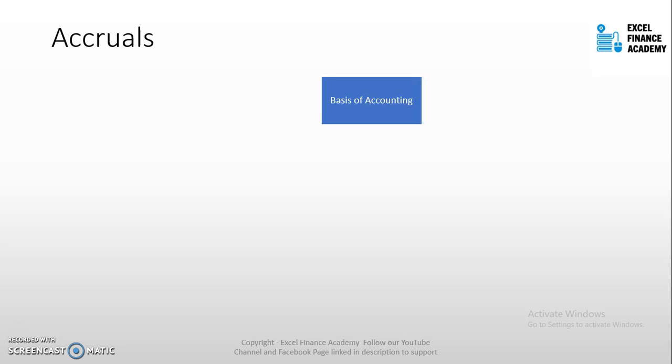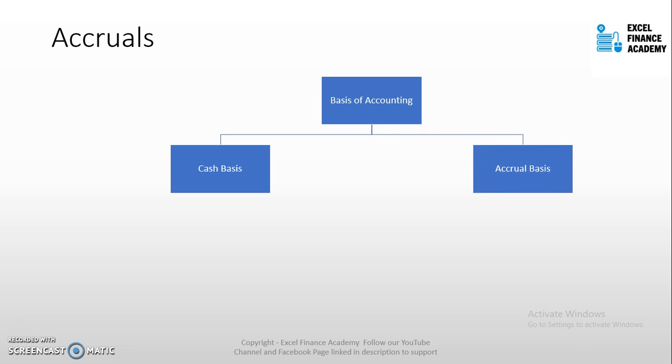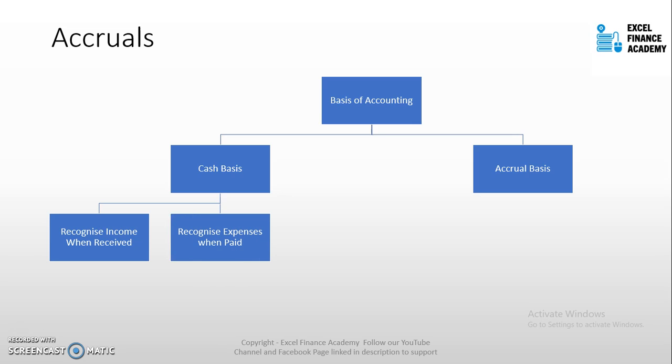So what is an accrual? Accrual is a basis of accounting. There are normally two bases of accounting: one is cash and the other is the accrual basis. So what is the cash basis of accounting? The cash basis of accounting recognizes income when it is received or expenses when they are paid, not when they are accrued at the same time. So there is no matching concept.